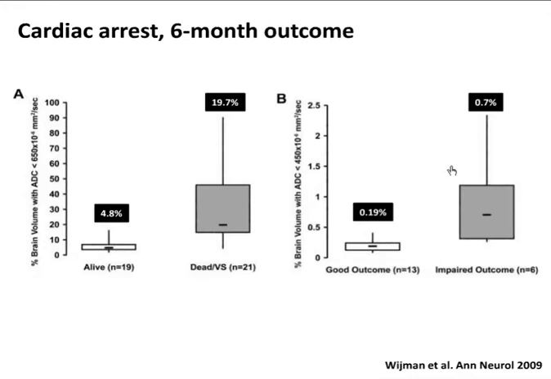And you can see that when comparing those individuals who are dead or vegetative versus those who are alive, you can see that there's a significant difference in the proportion of the brain that had a low ADC value, and the same was observed when they analyzed patients according to good and poor outcomes.